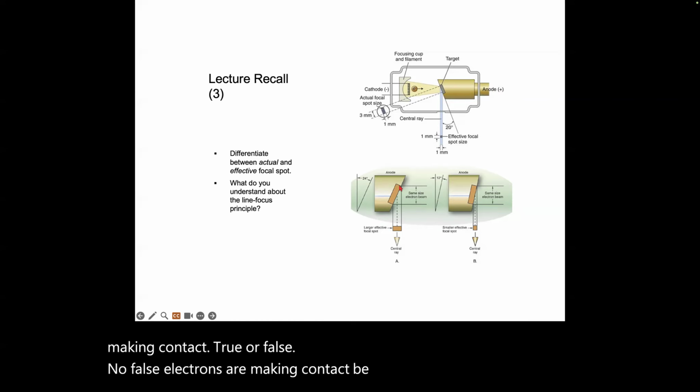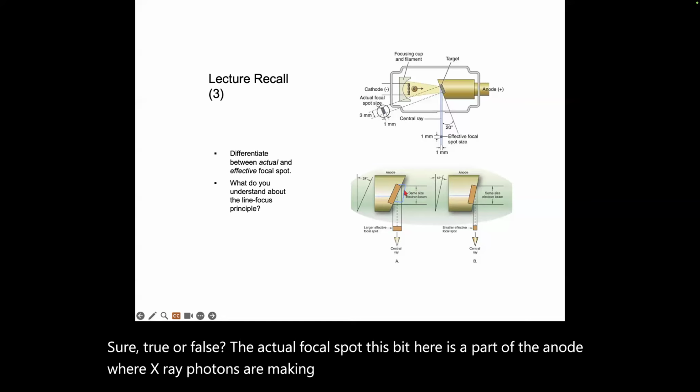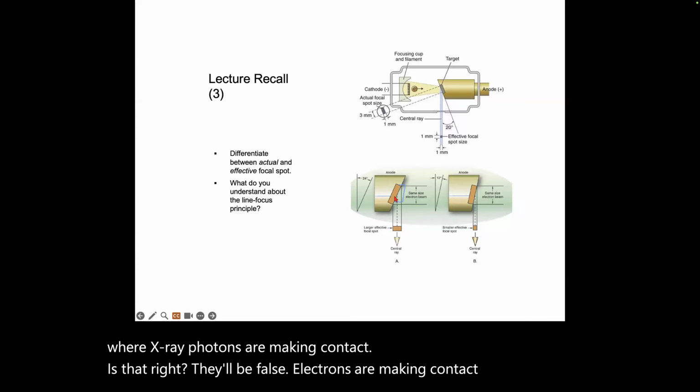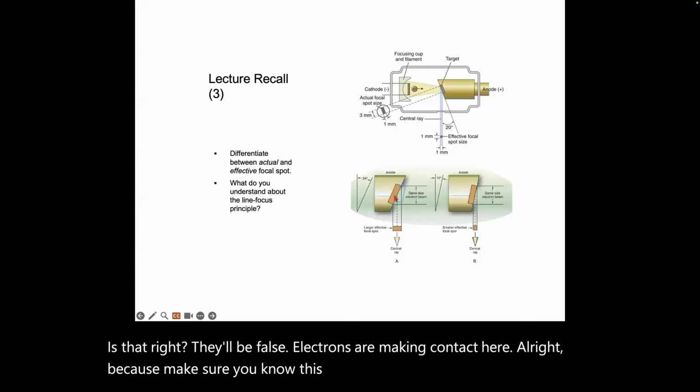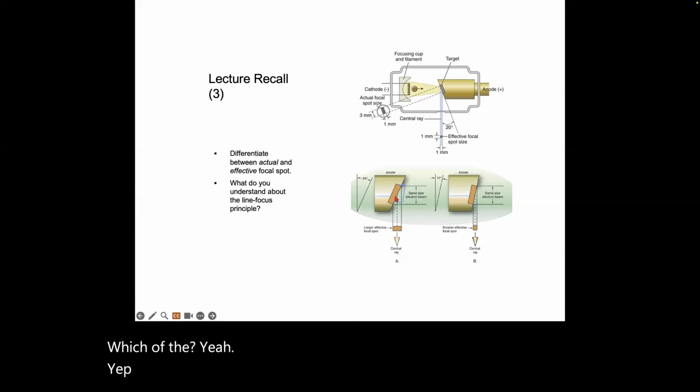Be careful, not photons. Okay, wait, can you repeat the question again? Sure. True or false, the actual focal spot, this bit here, is a part of the anode where X-ray photons are making contact. That'll be false. Electrons are making contact here. Because, make sure you know this, the anode is a source of X-rays. So the effective focal spot would be the X-ray photons projected downwards. Yep. Effective focal spot.